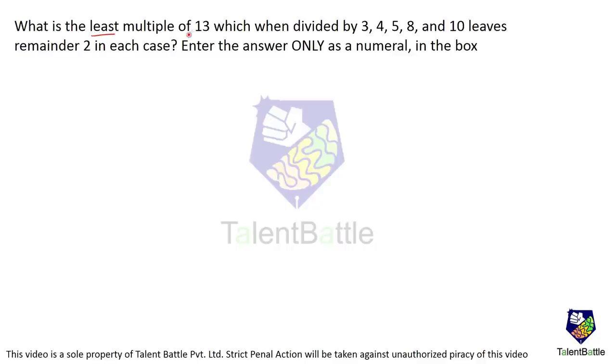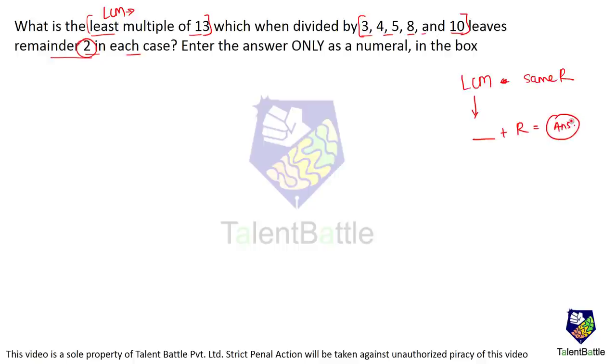What is the least multiple of 13, which when divided by 3, 4, 5, 8, and 10 leaves remainder 2 in each case? Now over here, I want the least multiple of 13. That means I need to find the LCM, but the LCM of which numbers? Of the numbers given over here. And in each case, the remainder is the same, that is 2. So there is a trick: whenever you have to find the LCM and you have the same remainder in each case, then you just find the LCM and add the remainder to it to get your answer.